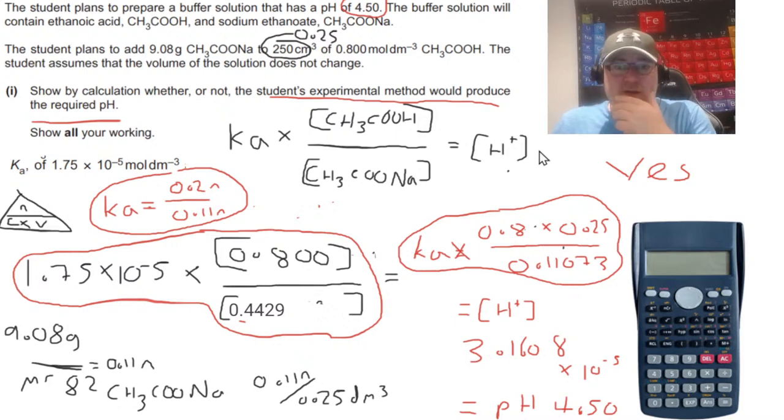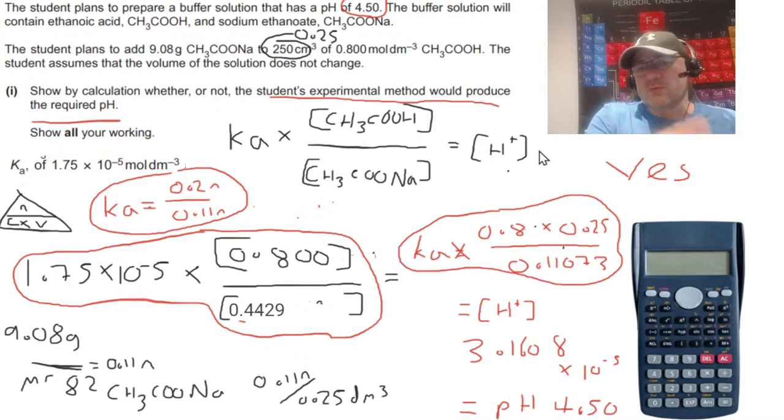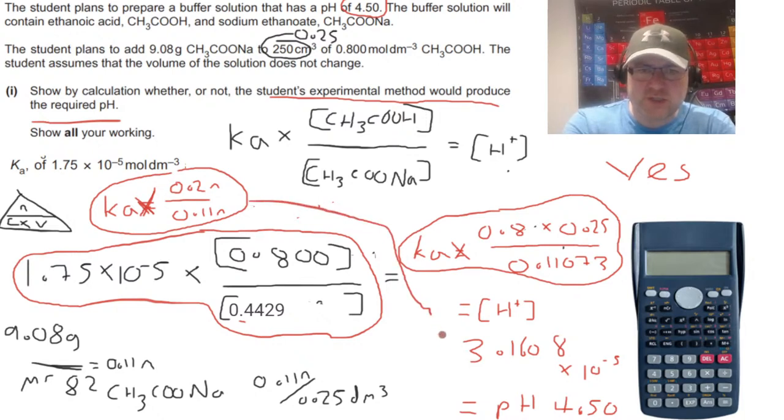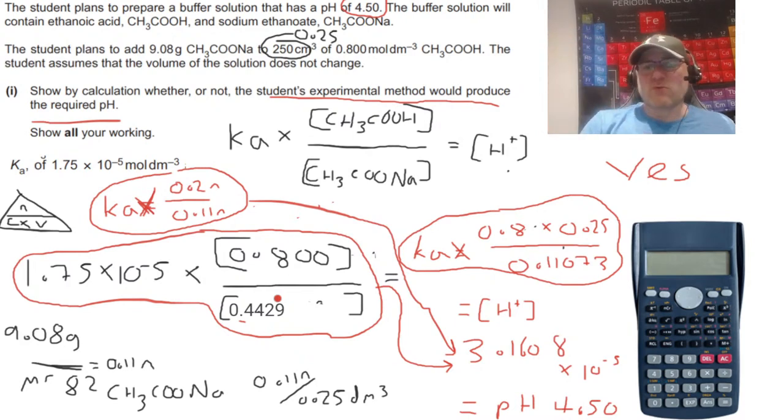So the correct answer here is that the student has got the correct pH. Their method is suitable to create the correct pH. Now, we can either use the moles method, where we just do 0.2 moles of acid over 0.11 moles of salt. That should, again, another little error there, that should be times. And that will give you a hydrogen ion concentration down here of that. Or you can do this method where you use the concentrations and you'll get the same answer.